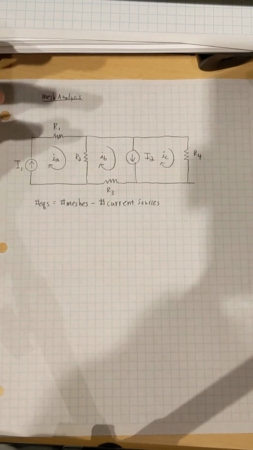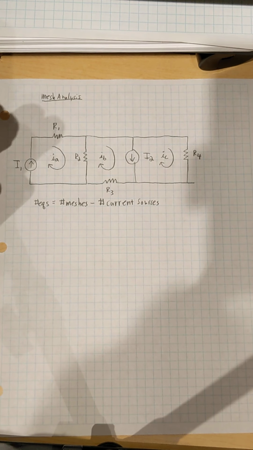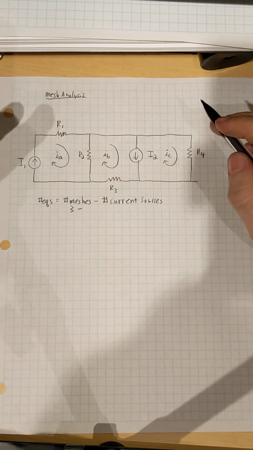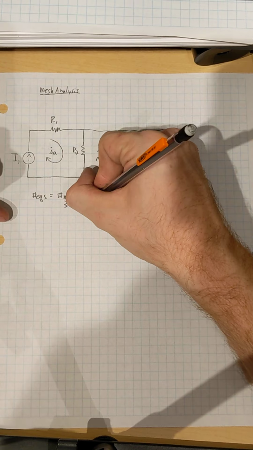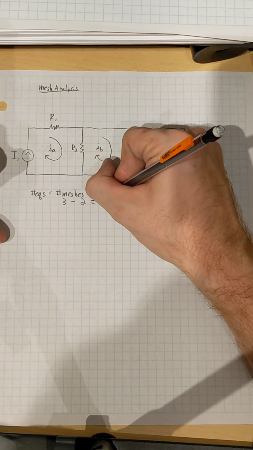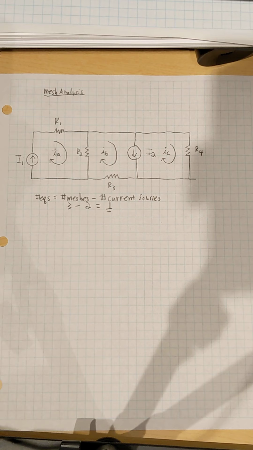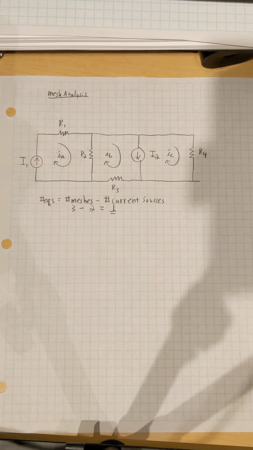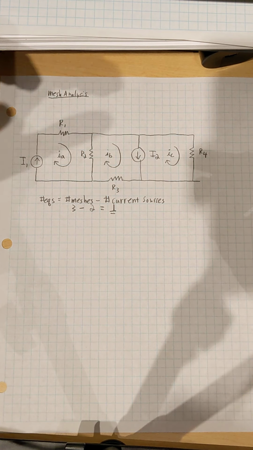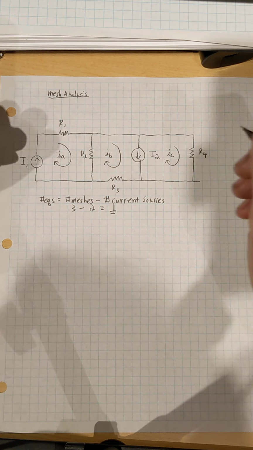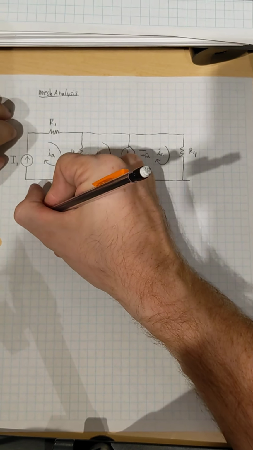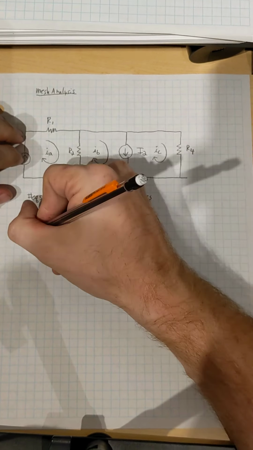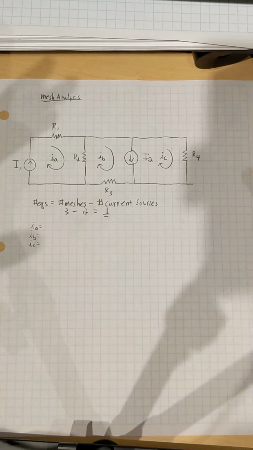And in this case, you can count, we have 1, 2, 3 meshes minus 2 current sources. So our number of equations should be equal to 1 again. And then the next step, instead of writing down our nodal voltages, we're going to write down our mesh currents. So just like I did before, IA, IB, and IC.